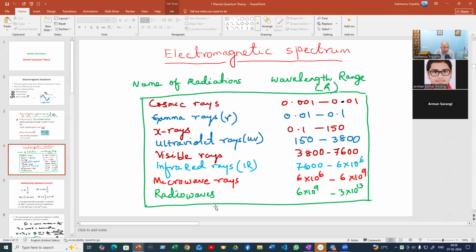Then finally comes the longest wavelength radiation in nature, radio waves, through which we watch TV and listen to radios. So these are long wavelength radiations, 6 times 10 to the 9 to 3 times 10 to the 13. You must write this table in your copy.